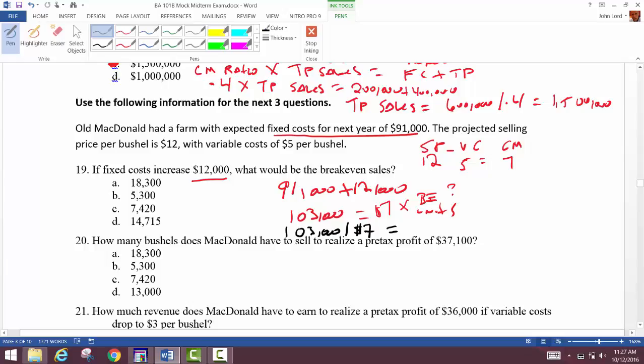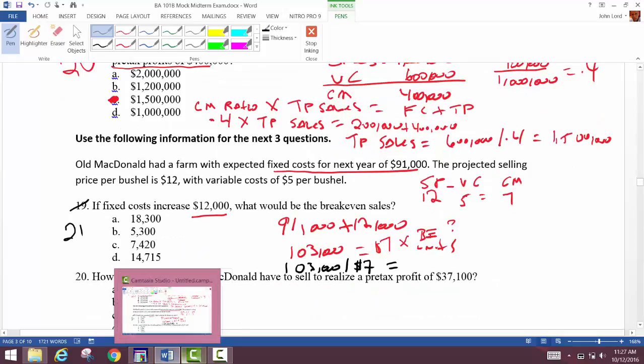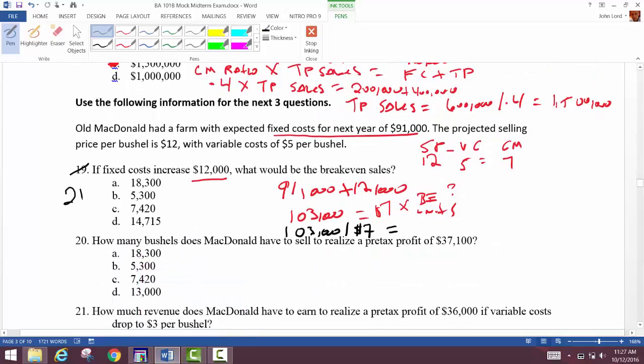I'm having trouble with my own numbering system. This is number 21 now? What number is this? 21? And the one before it was 20? I already fixed that? Okay. So 21, and the answer is going to be 14,715.